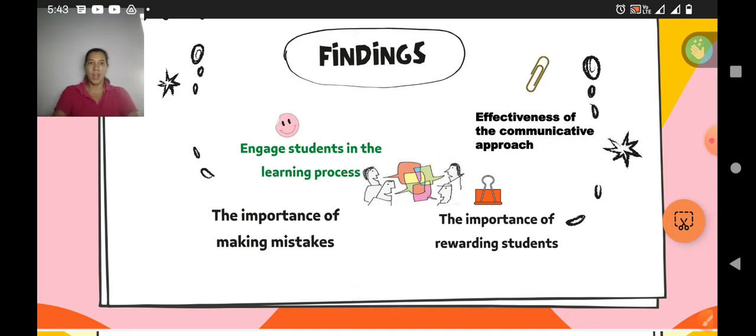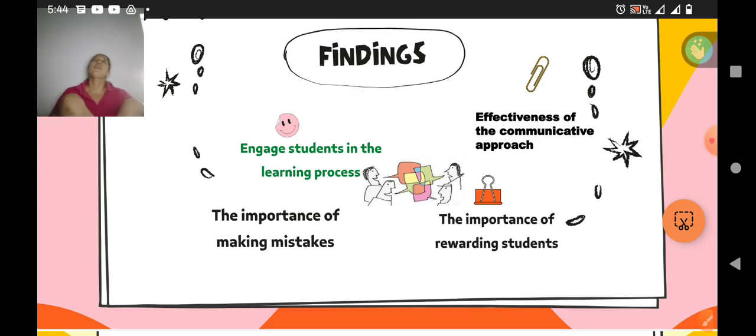Finally, engage the student in the learning process. I always try to involve the students in the class. I would ask them questions and they would answer me. It made for a very participatory class.